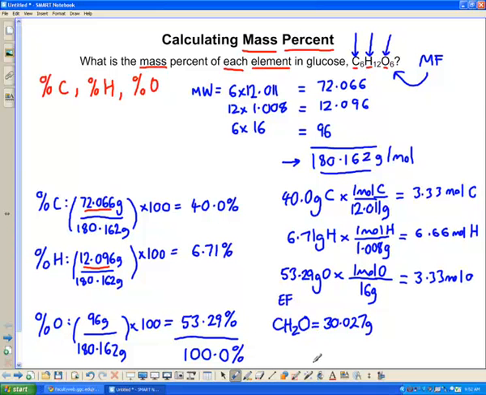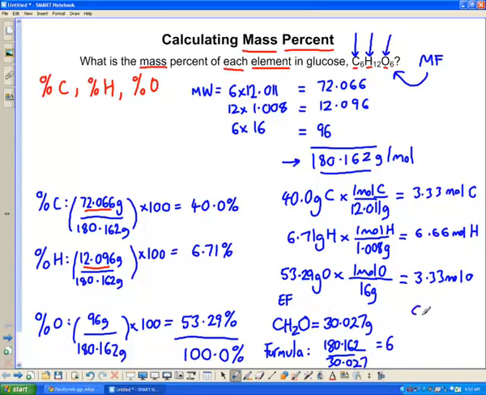And so the way to get to the molecular formula is simple. You take the molecular formula weight, 180.162, divided by the empirical formula weight, 30.027. What you get is a factor of 6. This means the molecular formula is 6 times as big as the empirical formula. Therefore, we've got to take our empirical formula and multiply everything by 6.